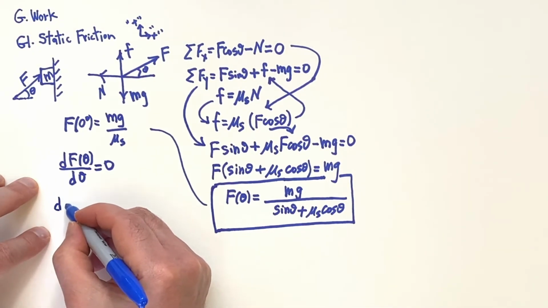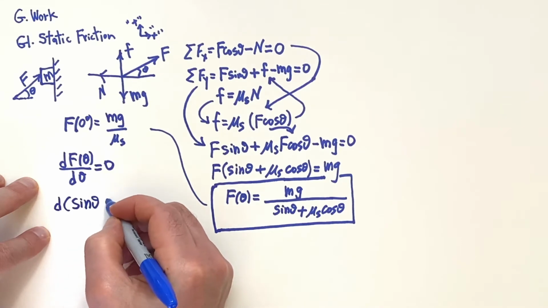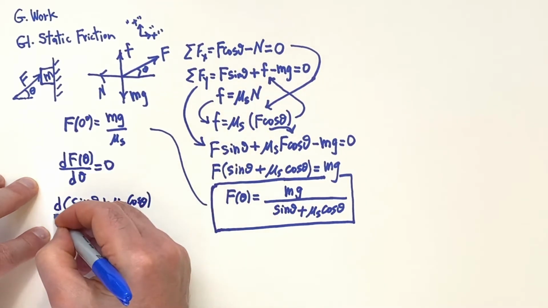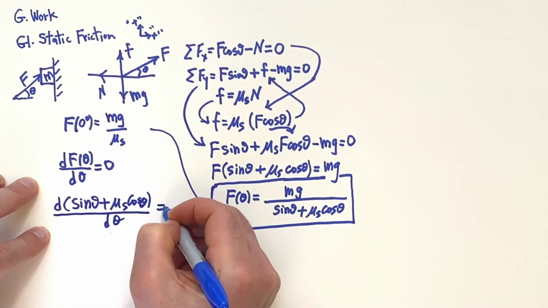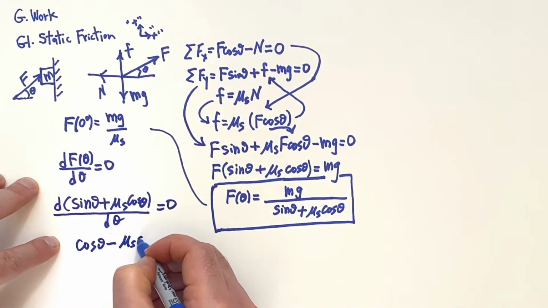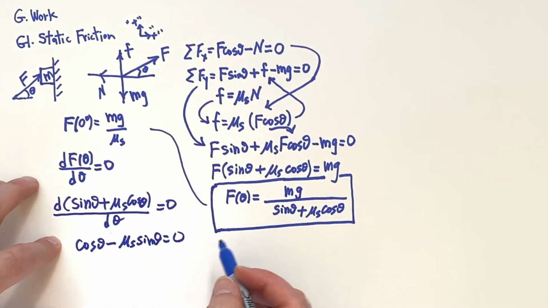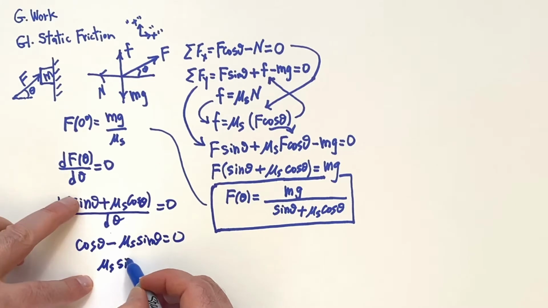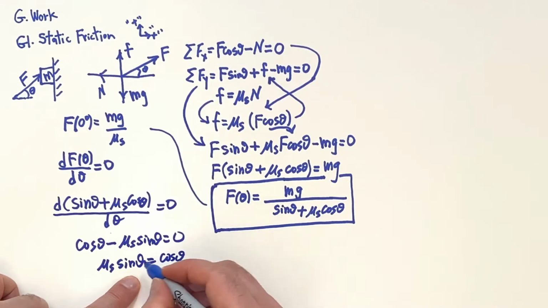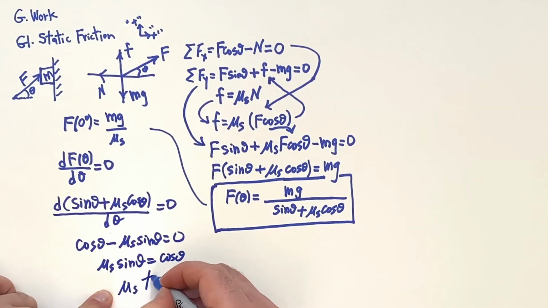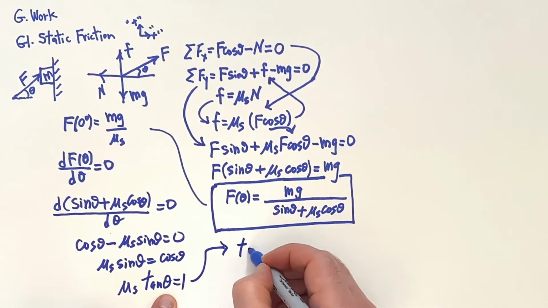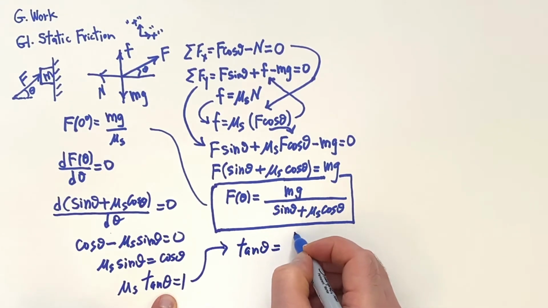So that means d, this is derivative, sine theta plus mu s cosine theta. The derivative with respect to theta is equal to 0, and that's easy to do because I get the cosine minus mu s sine of theta equals 0, and that gets me mu s sine of theta equals cosine of theta. That's mu s tangent of theta equals 1. So that's going to get me the tangent of theta is 1 over mu s.